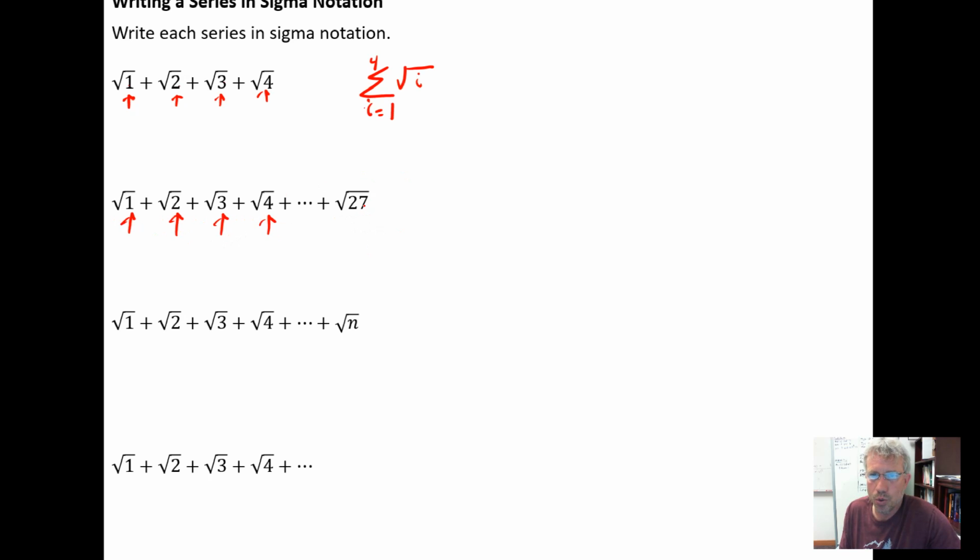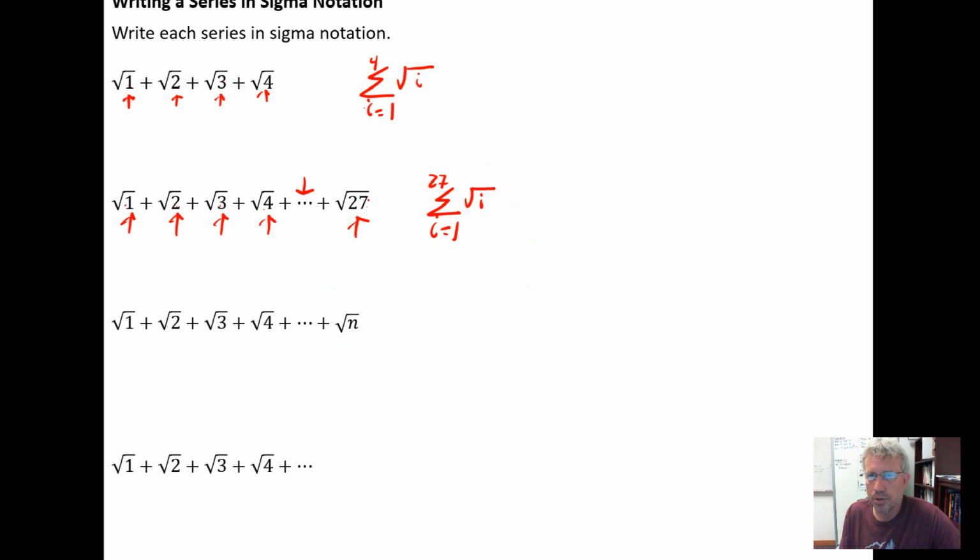And then you might be told where you should end the pattern, because the writer doesn't want to write the square root of 5 plus the square root of 6 plus the square root of 7 all the way out through the square root of 27. So this one would be essentially the same as the other, except now it's still starting at 1 and incrementing its way all the way out to 27, so it's still going to be the square root of I.